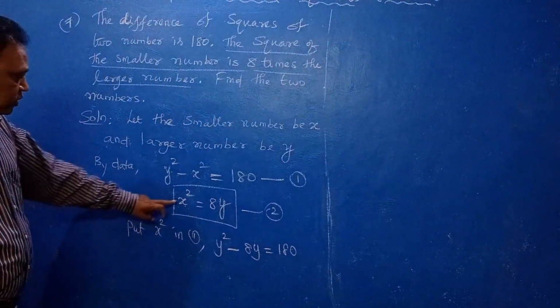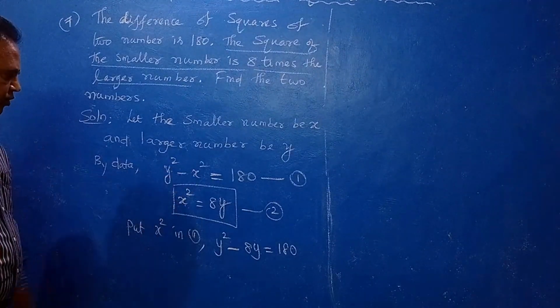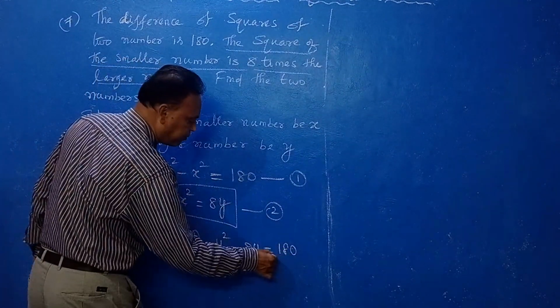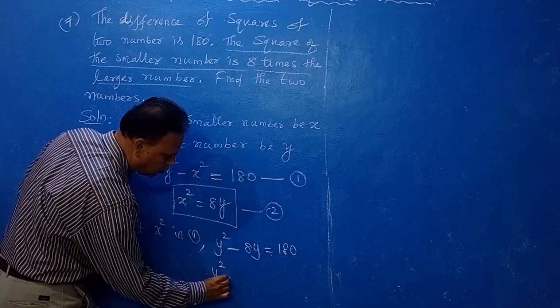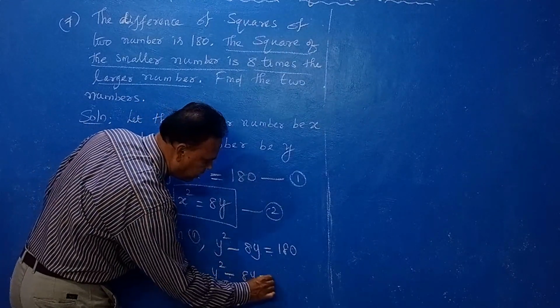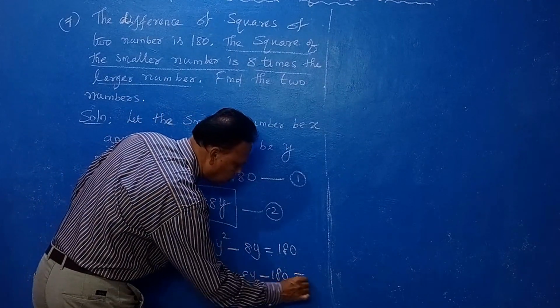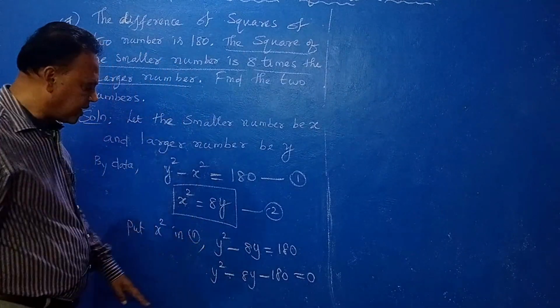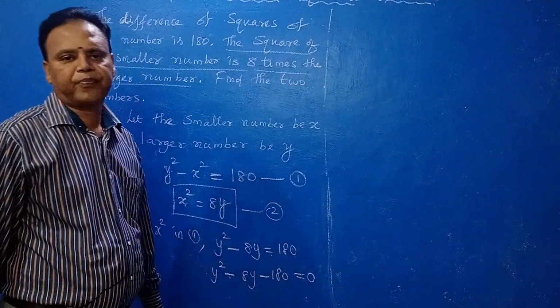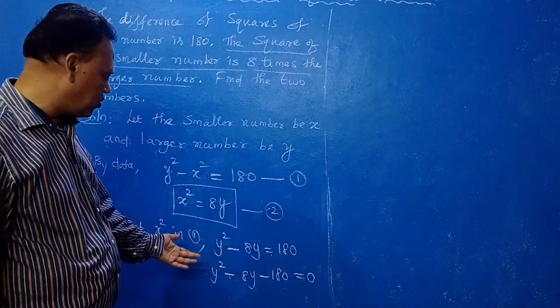Understand? So the x squared value you have to substitute. Now this 180, bring to this side. y squared minus 8y minus 180 equal to 0. This is a quadratic equation in y. Either x or y you can get.